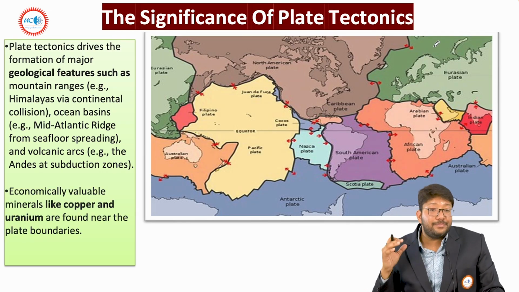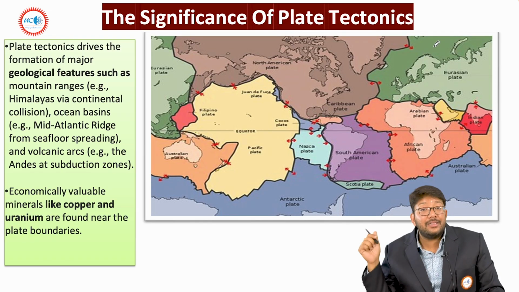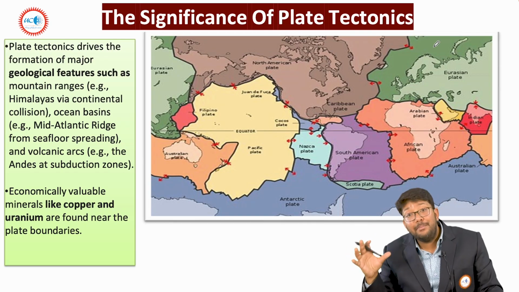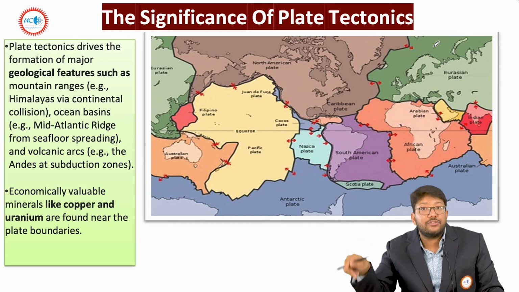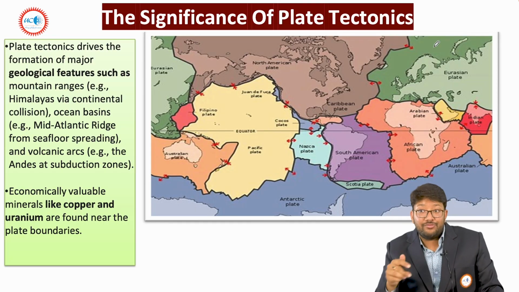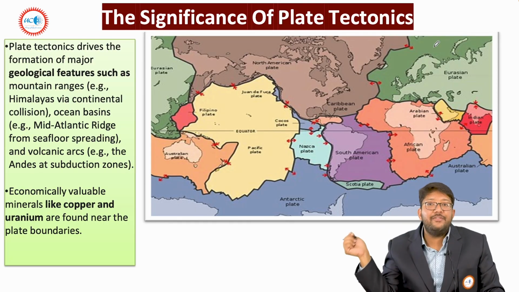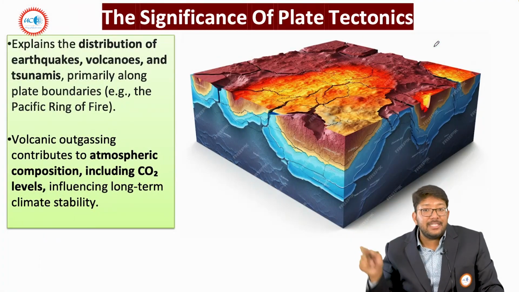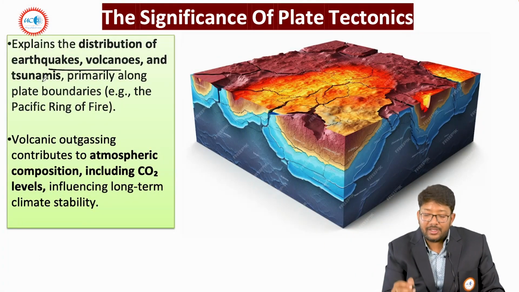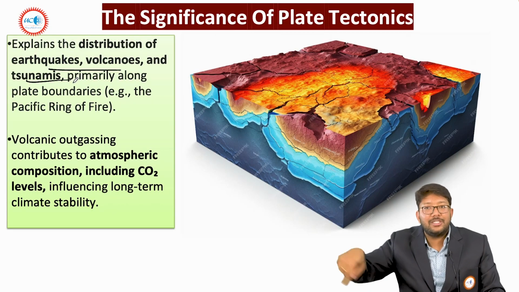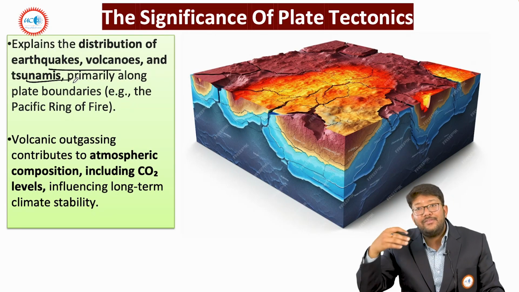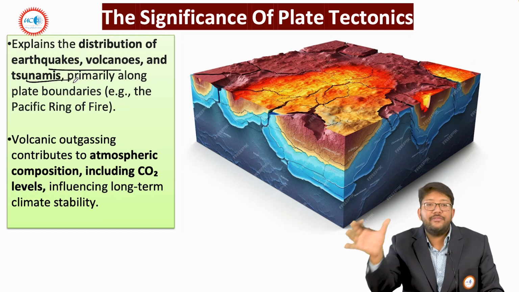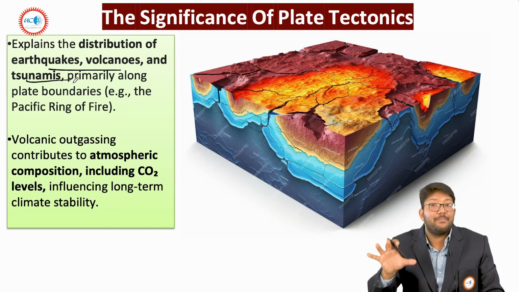Now, economically viable resources like copper, uranium, and important rare earth minerals are also found near plate boundaries only. So when we know about the plate boundaries, we will have access to these minerals also. Thirdly, it explains the distribution of earthquakes, volcanoes, and tsunamis. As you can see, I told you about the Pacific Ring of Fire. So when we know where the plates are, we will know where earthquakes, volcanoes, and tsunamis will occur.